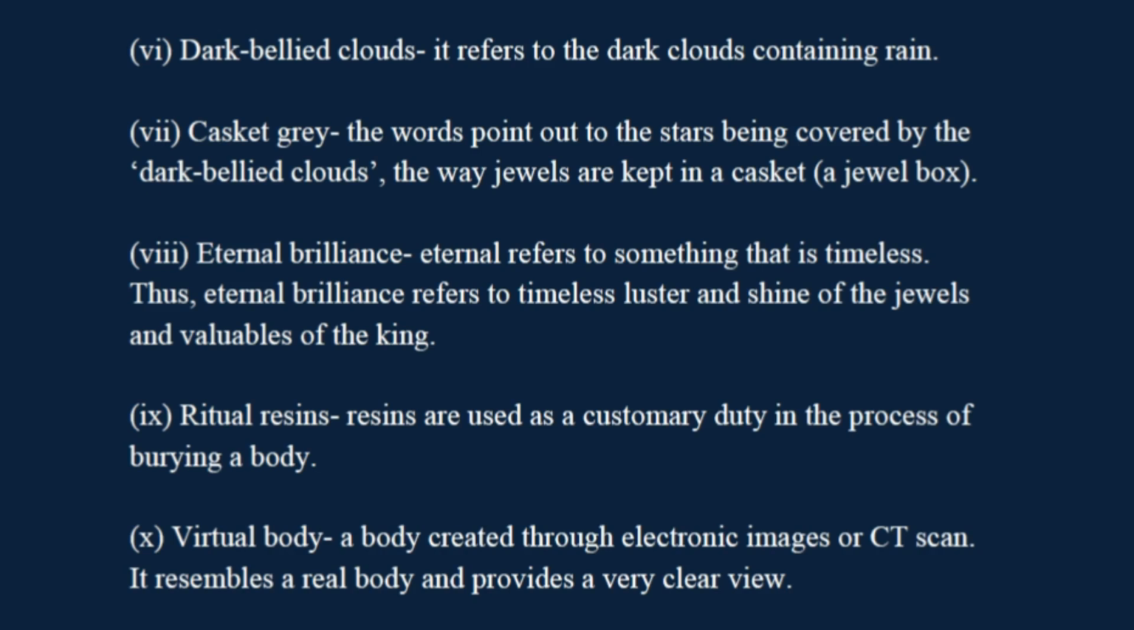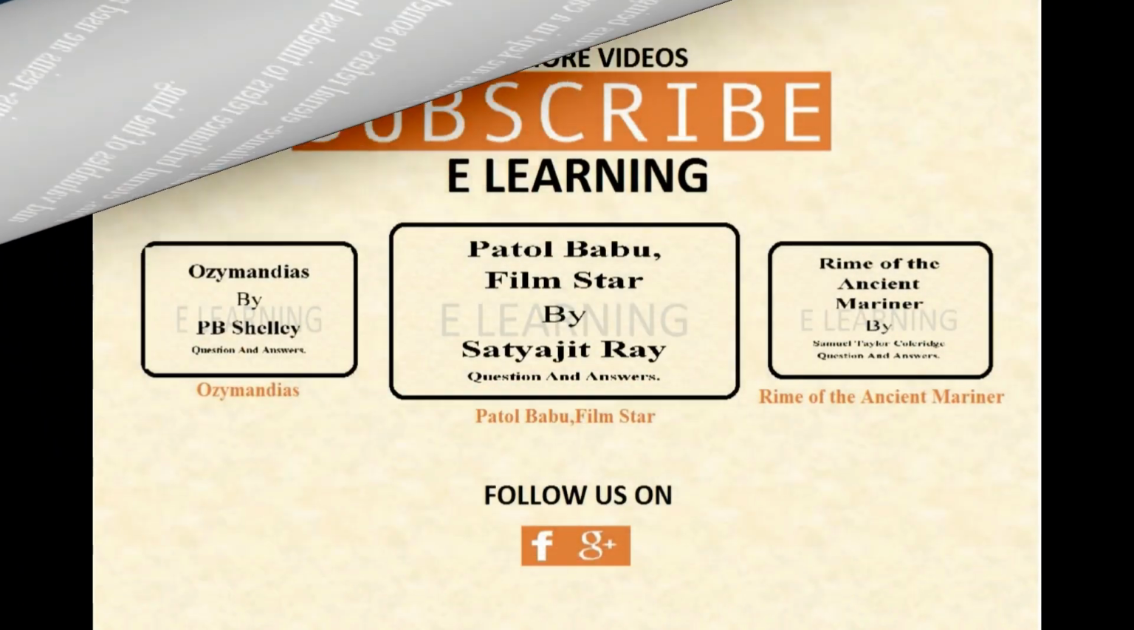8. Eternal brilliance. Eternal refers to something that is timeless. Thus, eternal brilliance refers to the timeless luster and shine of the jewels and valuables of the king. 9. Ritual resins. Resins are used as a customary duty in the process of burying a body. 10. Virtual body. A body created through electronic images or CT scan. It resembles a real body and provides a very clear view.